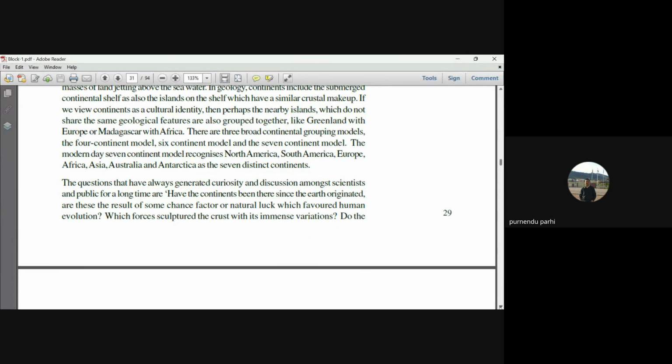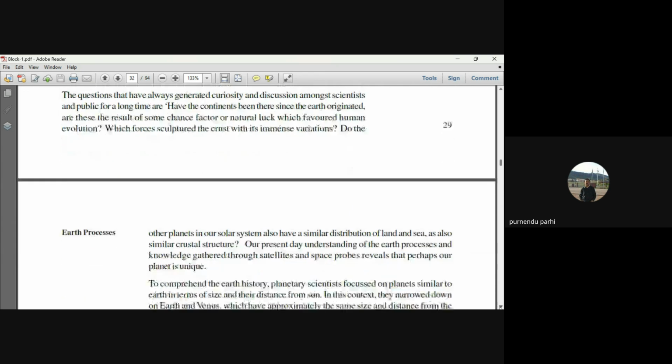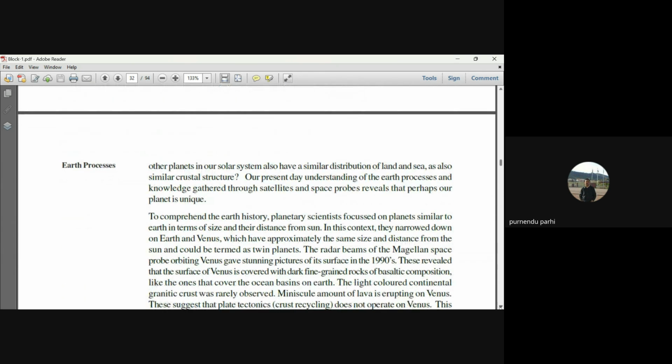The questions that have always generated curiosity and discussion among scientists and the public for a long time are: Have the continents been there since the Earth originated? Are they the results of some chance factors or natural luck which favored human evolution? Which forces sculpted the crust with its immense variation? Do the other planets in our solar system also have a similar distribution of land and sea, as also similar crustal structure? Our present day understanding of the Earth's processes and the knowledge gathered through satellites and space probes reveals that perhaps our planet is unique.